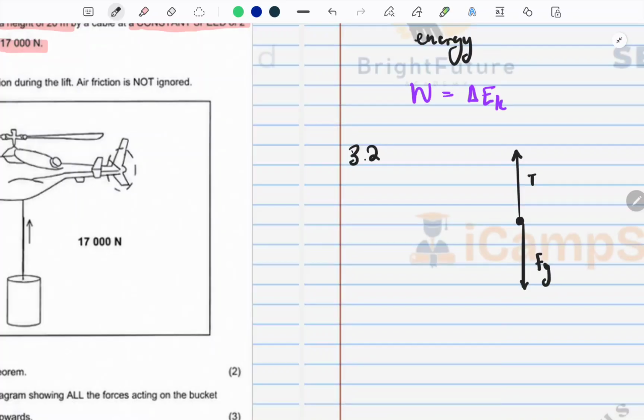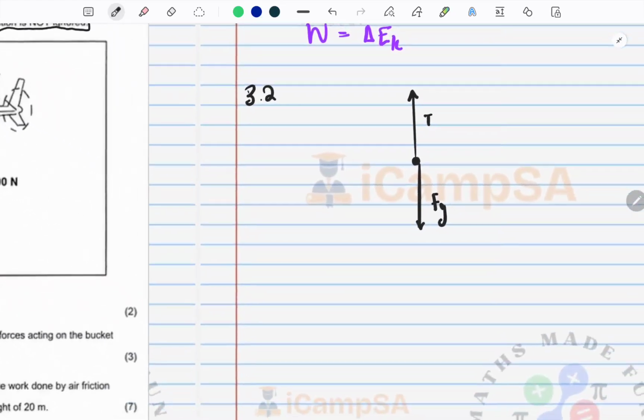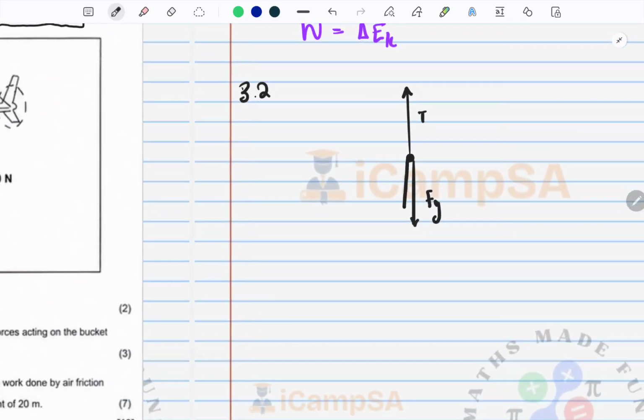But now they've said something: air friction is not ignored. This is what they're saying here. Air friction is not ignored. So we might as well add it here.